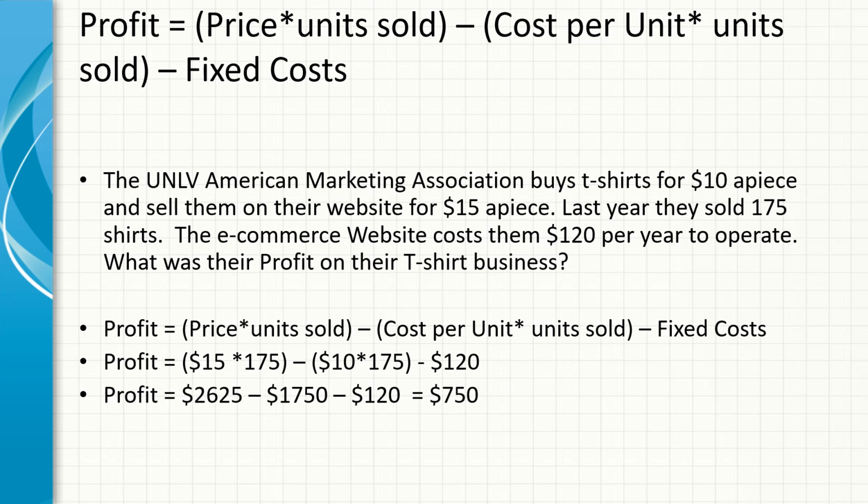Well, once again, profits are revenues minus total costs, both variable and fixed costs. So in this case, their revenues were $2,625. That's $15 a piece times 175 t-shirts, minus their variable costs, $1,750, minus their fixed costs, in this case for their website, of $120. So their total profits were $750.